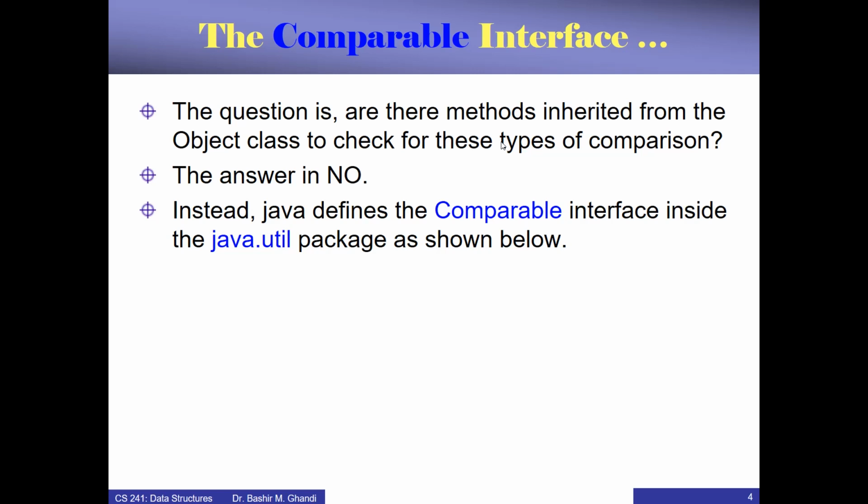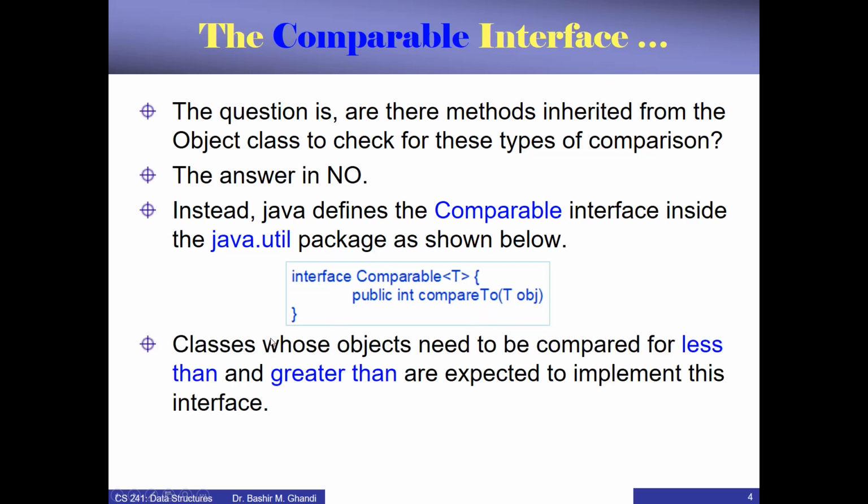The comparable interface is in the java.util package, and actually it has only one method, as you can see here. The method is called compareTo. Now, if you write a class for which you will want to compare objects of that class for less than and greater than, then you are expected to implement this interface in your class.